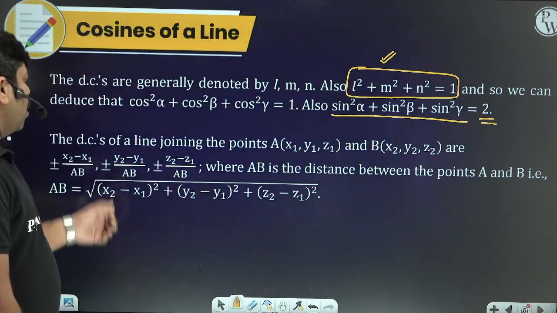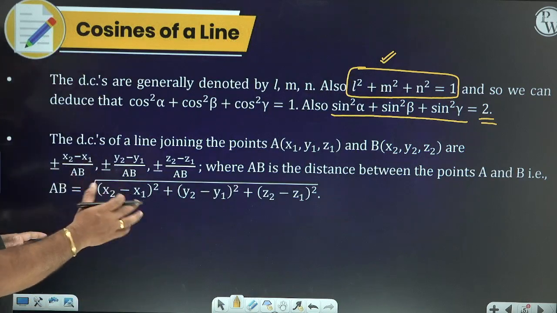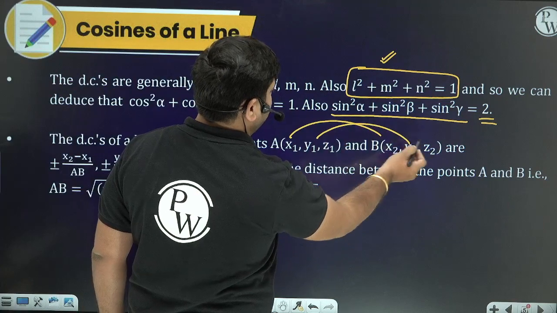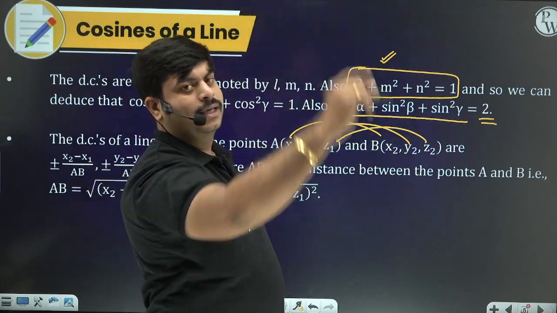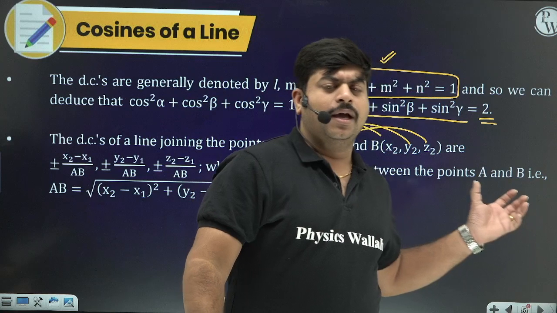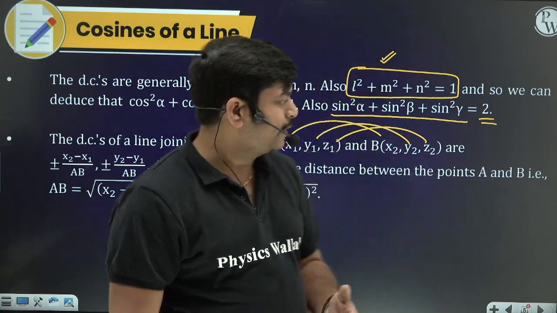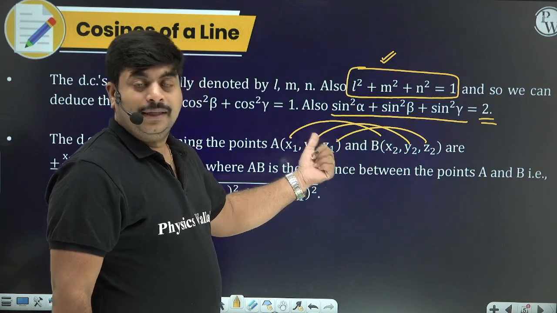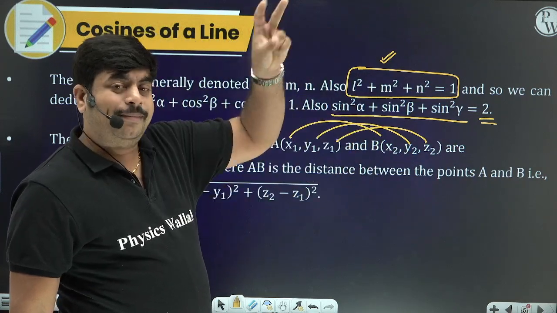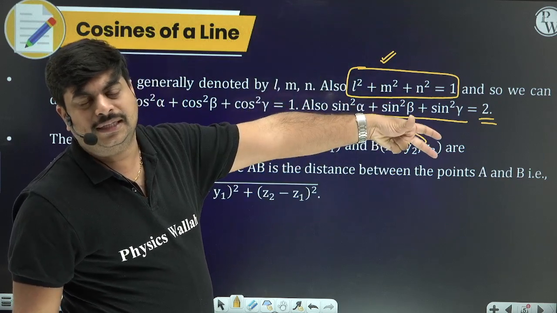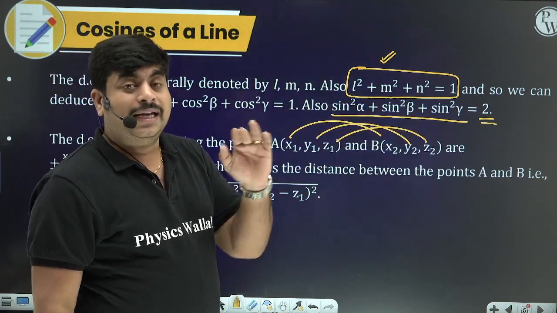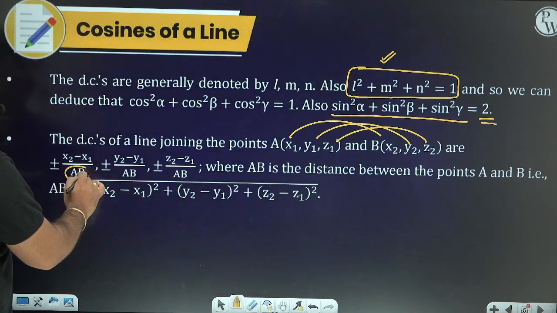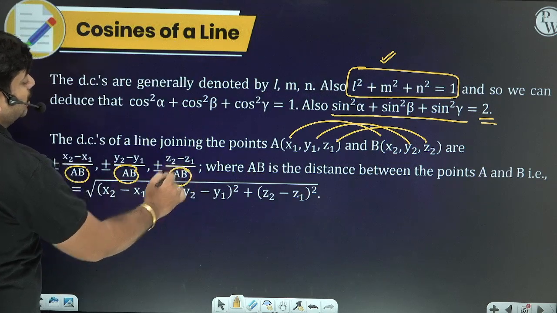What about the directional cosines when you have two points? Given two points, x2 minus x1, y2 minus y1, z2 minus z1 directly give the coordinates of the vector AB. The same thing will become directional ratios, which we'll cover later in the next slides. Directional ratios divided by its magnitude, its length AB, give us its directional cosines.